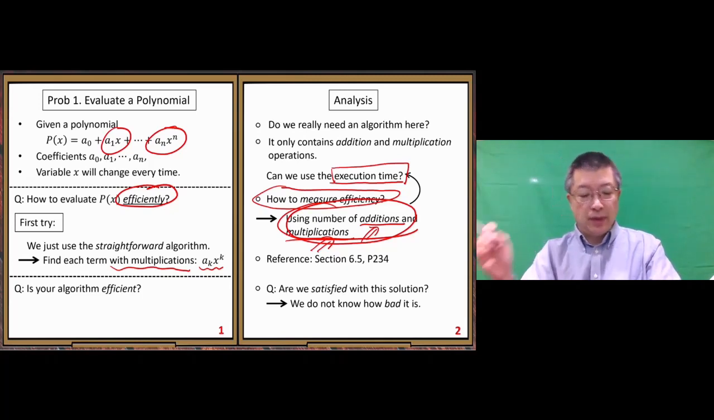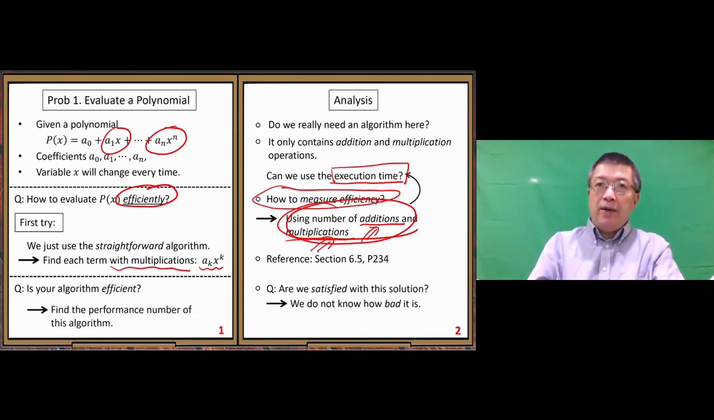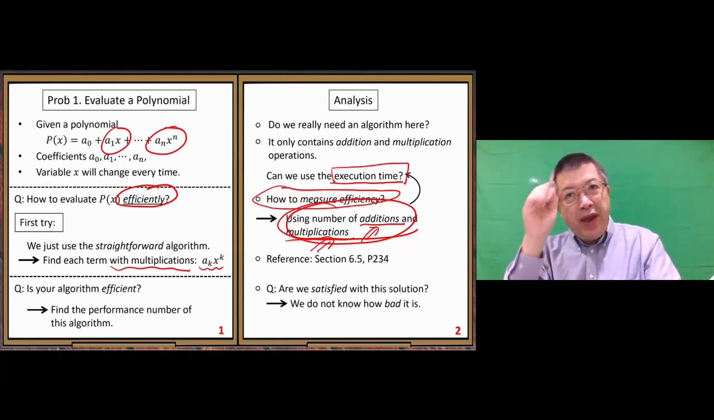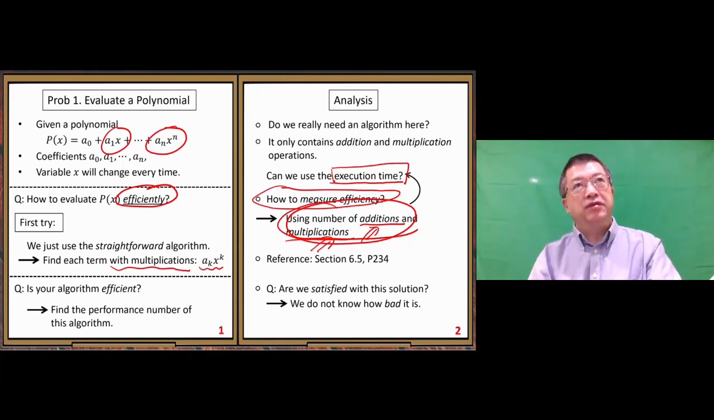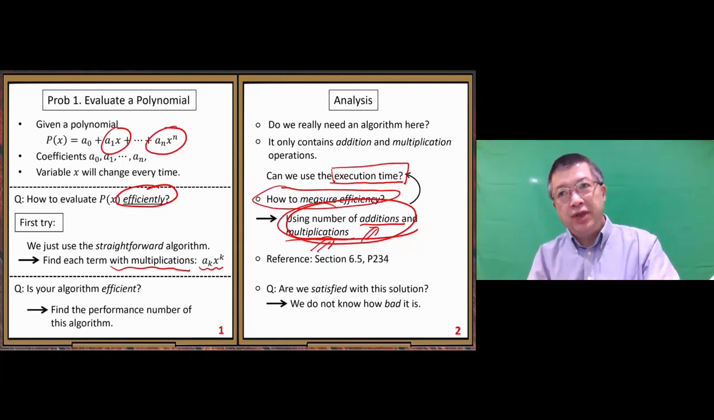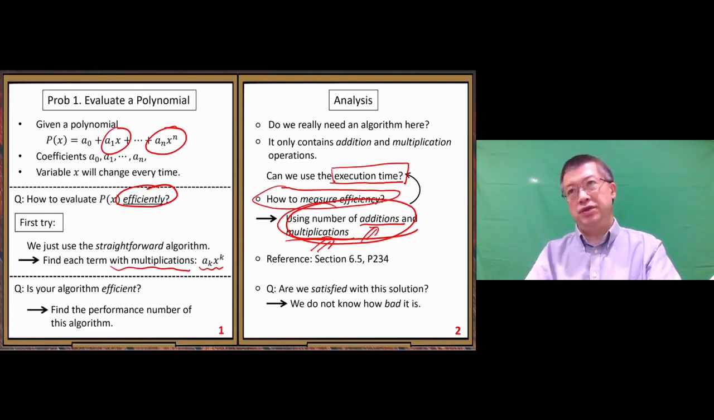Now we set our next step objective. Next step, we need to do something objective. Find the performance numbers of this algorithm, specifically the number of additions and the number of multiplications. That's the next step we need to do.